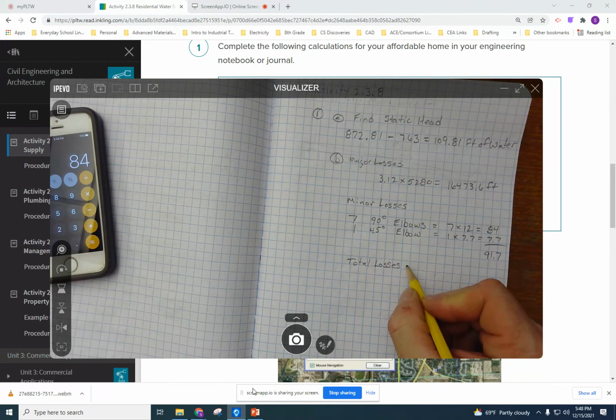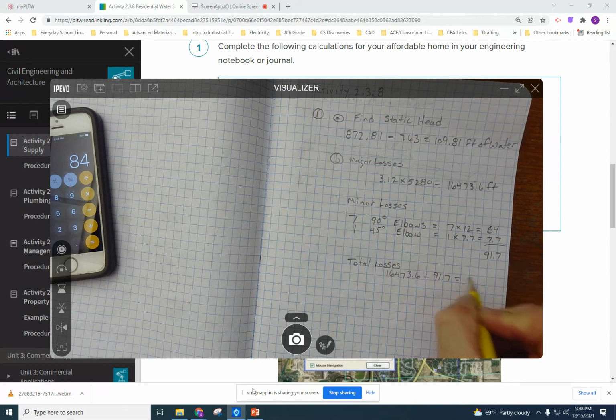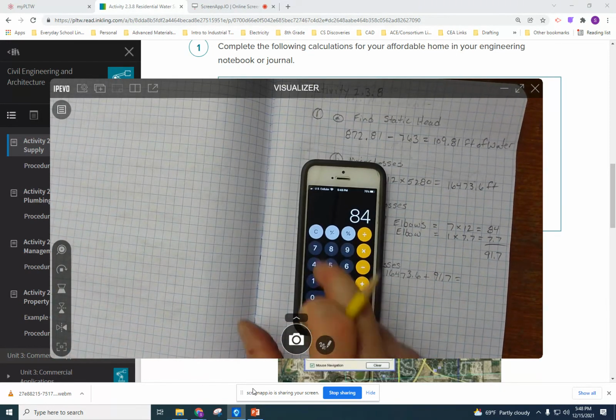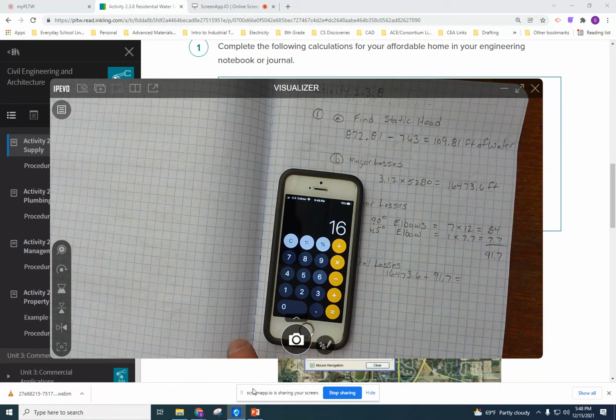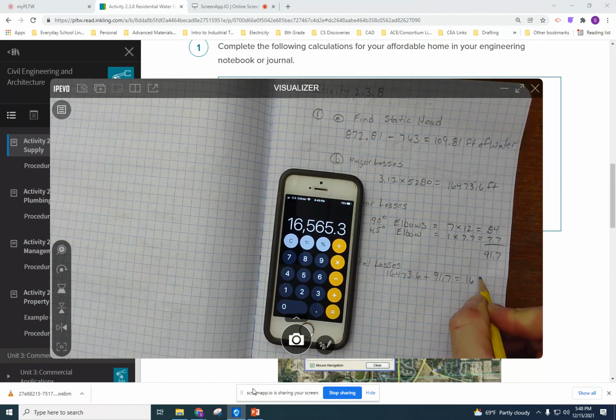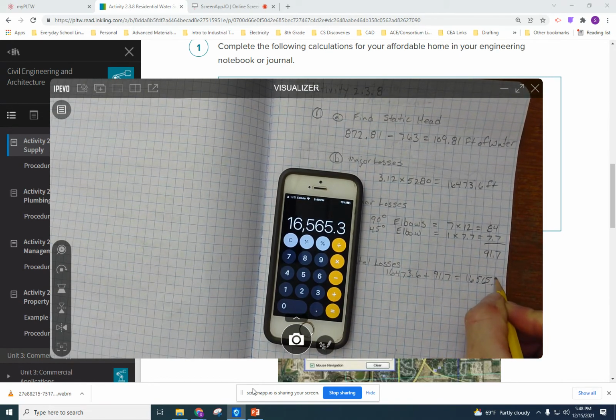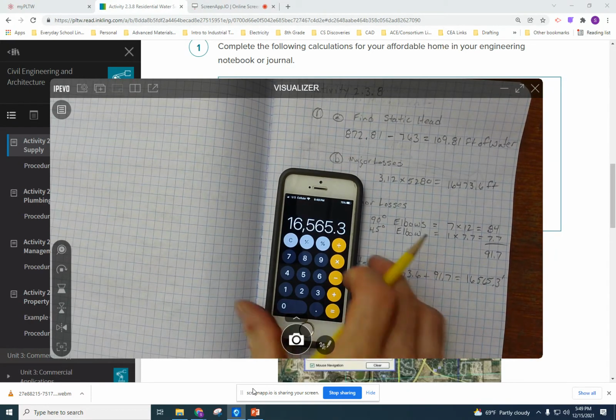And that's going to be our 16,473.6, I'm sorry, point 6, plus our 91.7. So 16,473.6 plus 91.7, and we get 16,565.3 feet. This is our total losses.